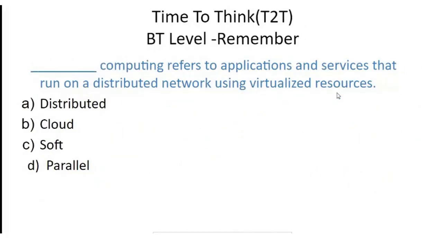Okay. So now tell me which computing refers to applications and services that run on a distributed network using virtualized resources. Either distributed computing, cloud computing, soft, or parallel. Now we have seen what distributed computing is, where the resources will be present in different locations. They have already given us distributed network, and in the distributed network they have given something special: using virtualized resources. So what type of computing is that? Yes, it is cloud computing, which uses the virtualized resources.